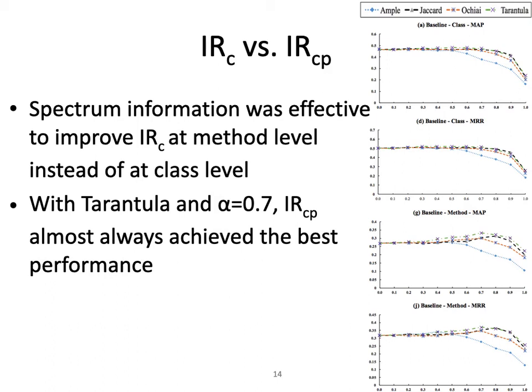We also did a comparison between IRC and IRCP, and the main difference between these 2 strategies is that the second one combined the ranked list with spectrum information to tune the relative ranks between the code locations. We just put part of the experiment results here. For more details, please read our paper. Based on the comparison experiments, we observed that spectrum information was effective to improve IRC at the method level instead of at the class level. With Tarantula and alpha equal to 0.7, IRCP almost always achieved the best performance.